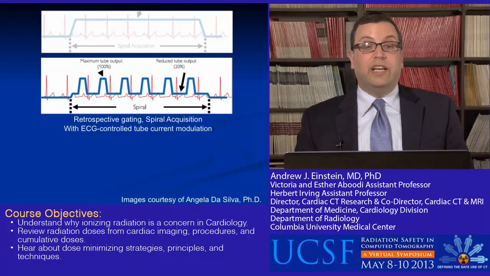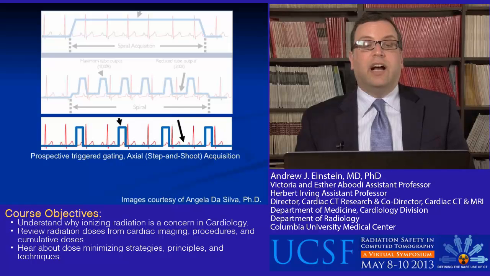We can reduce radiation dose by only keeping the X-ray tube current at its maximum during portions of the cardiac cycle when we expect that the data will be the best image quality, and thus used for interpretation of that patient's scan, and decrease the X-ray tube current in other portions of the cardiac cycle. That's called ECG-controlled or ECG-synchronized tube current modulation.